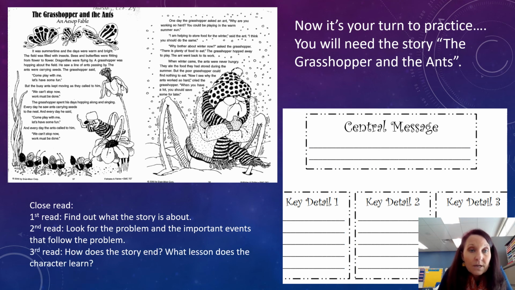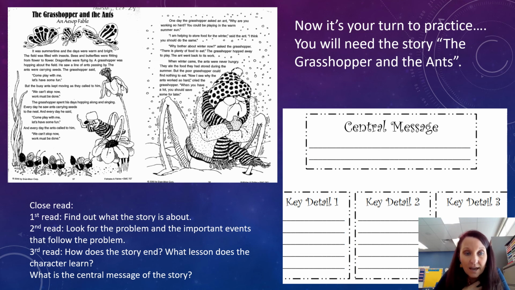And then the third read, you're going to pay attention to the ending. How does this story end? What lesson does the main character learn from the story? And then what can we learn from the character? That is the central message. Remember, the central message is the lesson that we can learn for our lives.